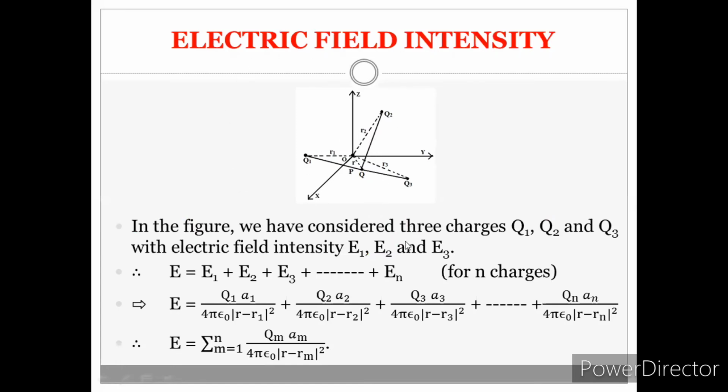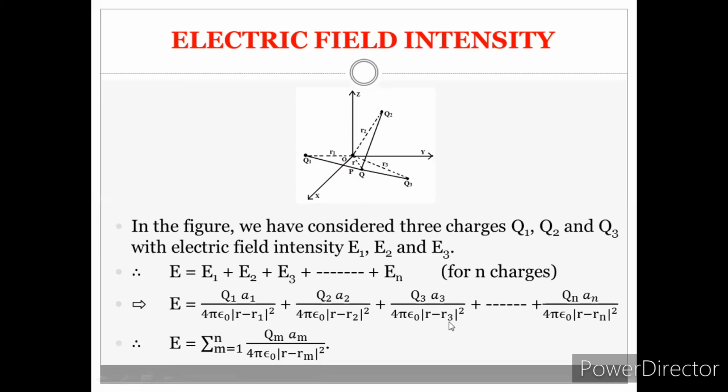Now, since we are calculating the electric field intensity, the total electric field intensity is the sum of the fields of all the charges acting on the charge Q. So in the figure, we can consider three charges Q1, Q2, and Q3 with electric field intensities E1, E2, and E3 respectively. And so on, we can go up to N charges. So the total electric field intensity is: we replace E1 with Q1 by 4 pi epsilon naught times modulus of R minus R1 square, times A1, where A1 is the respective unit vector. Similarly for Q2, A2 divided by 4 pi epsilon naught R minus R2 square. Q3, A3 over 4 pi epsilon naught R minus R3 square. Like that, Qn, An divided by 4 pi epsilon naught R minus Rn square.